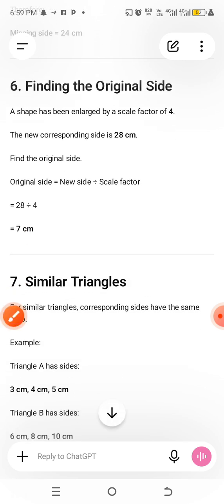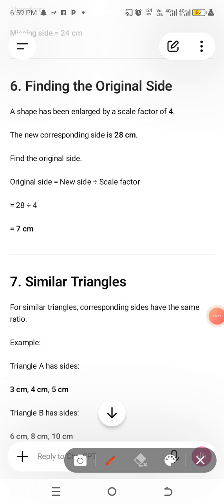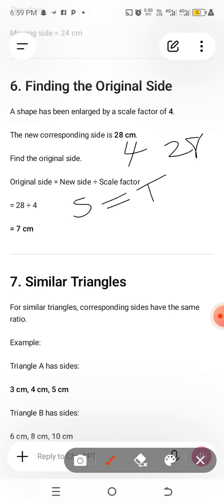If you really understand, that's very good of you. Now, can they also find the original side? If we have a scale factor of 4 and a new corresponding side of 28, let me use scale factor S equal to capital T over small t. So our scale factor in this case is 4, and our capital T is 28. We want to find the small t, which is the original side.